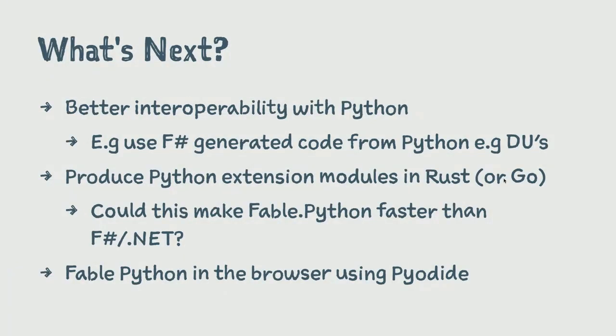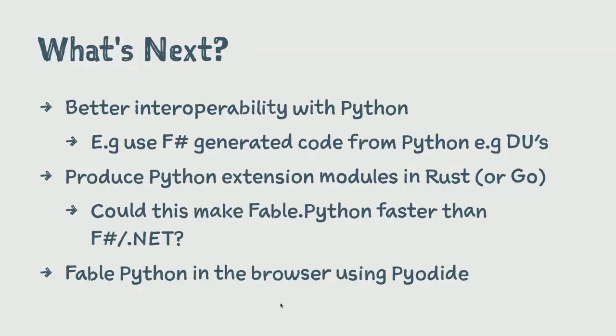What I mentioned earlier, extension modules in Rust or Go. So I started a port to try to transpile F# to Go, mostly because I don't like languages where I have to deal with memory. But Rust is so mature now with the Rust port of Fable, so I might go back to that again.